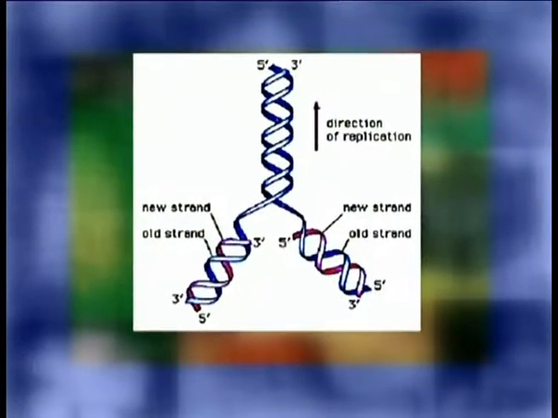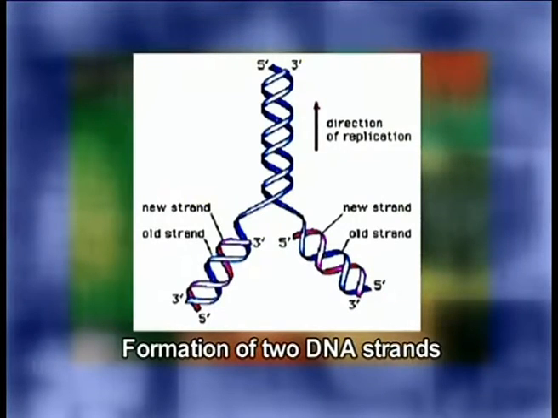DNA replication is a process wherein each strand of the original double-stranded DNA molecule serves as a template for the reproduction of the complementary strand. Therefore, DNA replication results in two identical DNA molecules produced from one double-stranded DNA molecule.